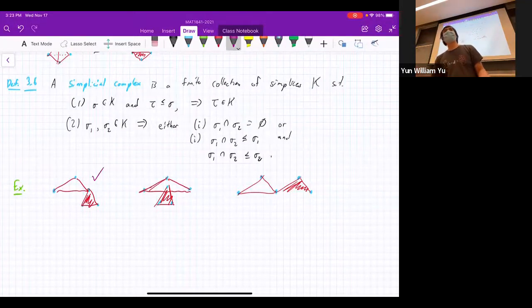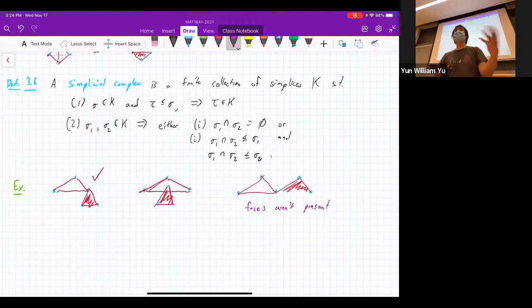What about this third one? That might be a little bit easier. So is the third one a simplicial complex? If not, why not? Exactly, so the faces aren't all present. Right, because one of the properties of a simplicial complex is that if you have a higher dimensional simplex, all of its faces have to also be in your simplicial complex.